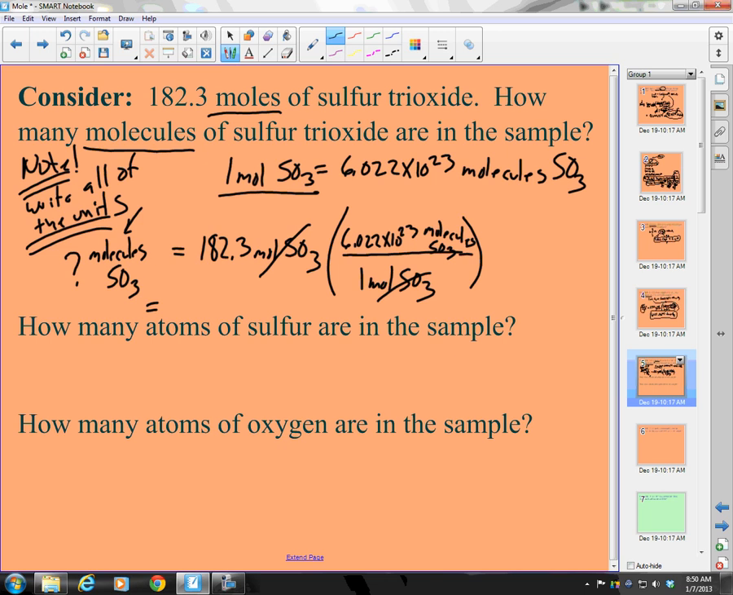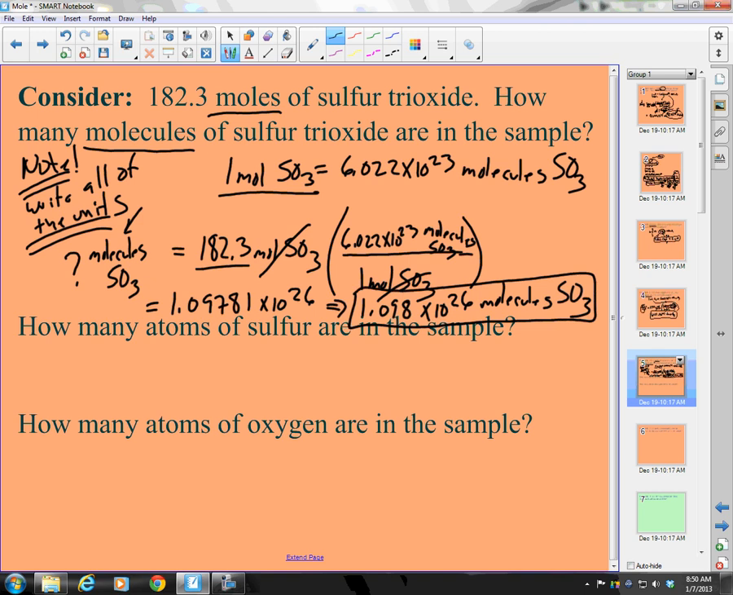182.3 times 6.022 times 10 to the 23rd, and I get 1.09781 times 10 to the 26. Now, how many sig figs can I get out of that? 4 here, 4 there, so I can only get 4 sig figs. So it is 1.098 times 10 to the 26. What? Molecules. Molecules of SO3. Great. That is our answer.